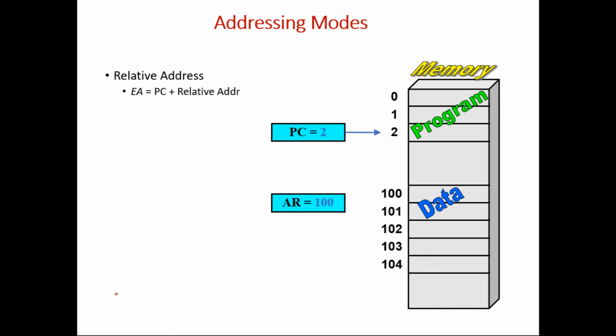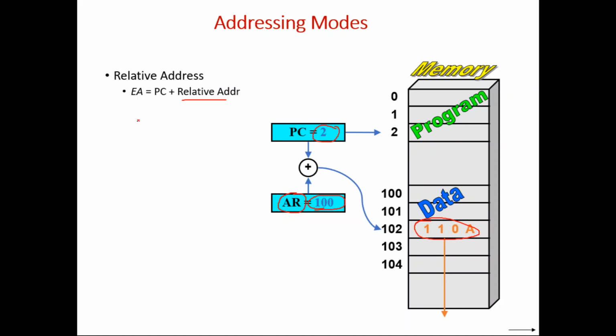So this diagram just shows how relative addressing works. If the program counter contains 2, and the constant RA stands for relative address, and the relative address is 100, then it will add 100 plus 2, which is 102. So the data available at location 102 will be fetched.